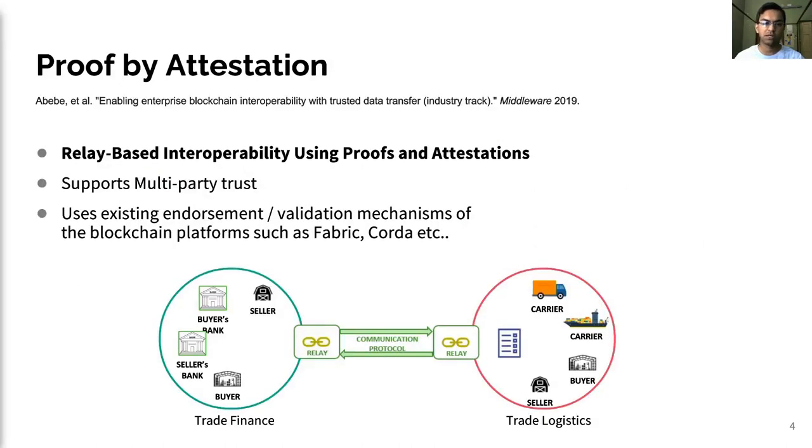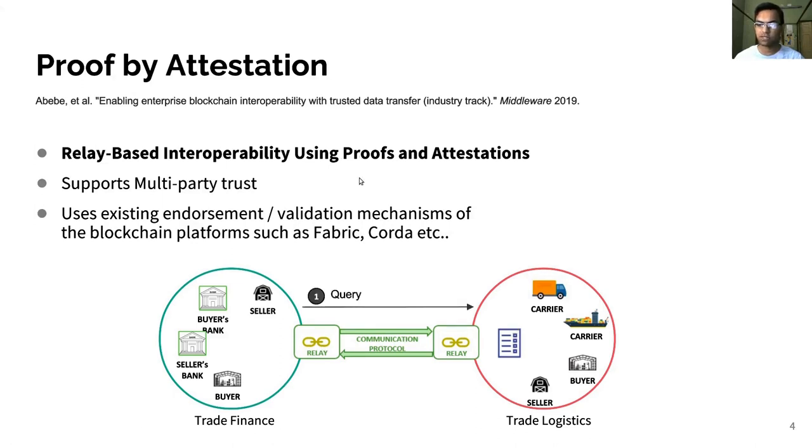A work by Abebe and others proposed a solution for this verifiable data transfer between two permissioned networks, and this is based on relays and proof by attestation. So the key idea here is that it supports multi-party trust. That is, when one network is consuming the state from another network, it would need to establish the validity of the state according to the shared consensus of the parties in the source network.